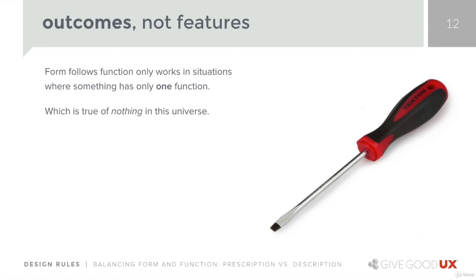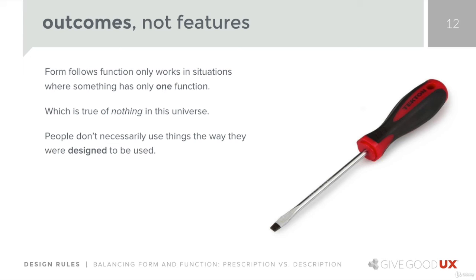Which is true of nothing in this universe. People don't necessarily use things the way they were designed to be used. Take a look at this screwdriver on the screen. We all know what that's for. It's for turning a screw. But think about this for a second. What other things could you use that for? What else could you use it to do?